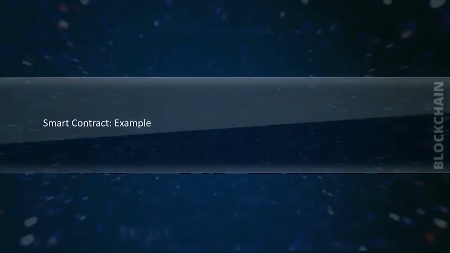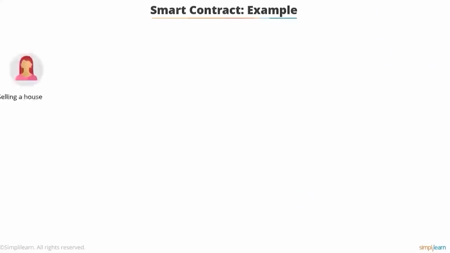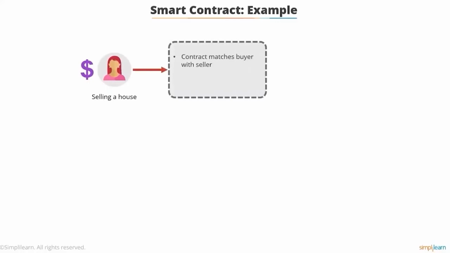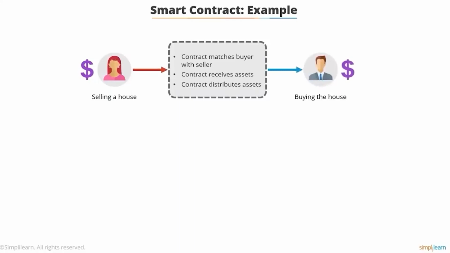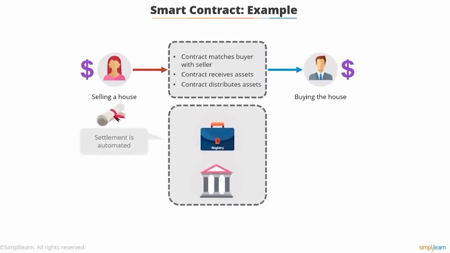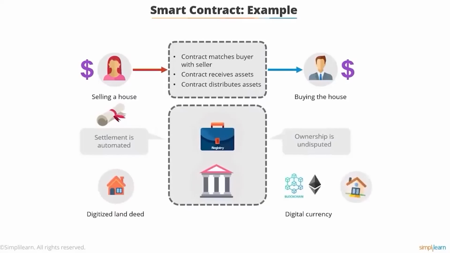Smart contract example. Here we have an example showing the purchase and sale of a house. Once a buyer is matched with a seller, all assets are sent into the contract. The contract then distributes the assets based on certain predetermined conditions agreed between both parties and coded into the smart contract. Thus, the settlement is automated and the ownership becomes undisputed due to the transparency of the blockchain.